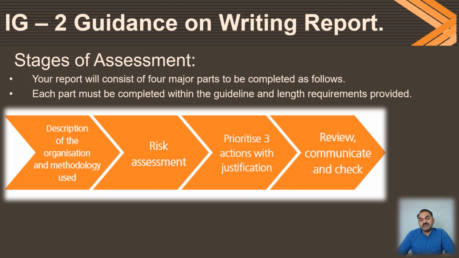The first stage is description of the organization and methodology used. So mainly in this stage, we'll be describing what kind of organization it is in which you are going to do the risk assessment. We'll be looking at the introduction part mainly: the type of the organization, the nature of business they are involved in, the nature of activities they are involved in, the number of people, the shift patterns, the areas, and all of those introductory parts about the organization will be covered here.